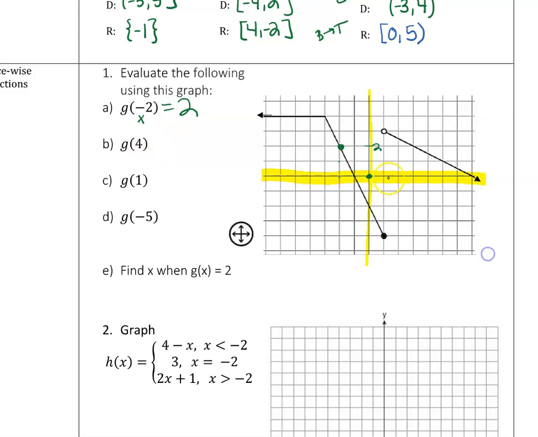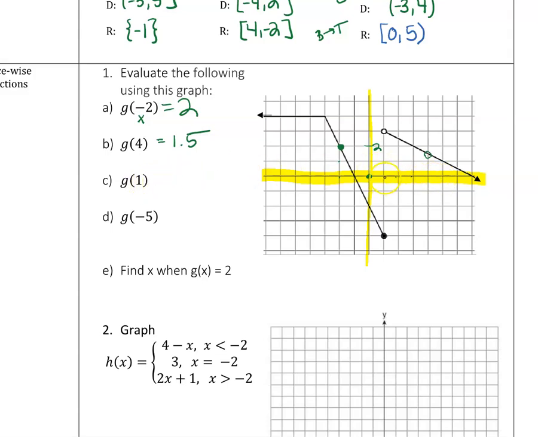Okay, g of 4. 1, 2, 3, 4. So based on how the slope is going, because it looks like it's going down 1 over 2, that would be right in the middle of that. So it looks like we're at 1.5 for my y values.